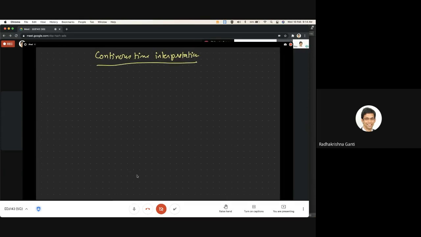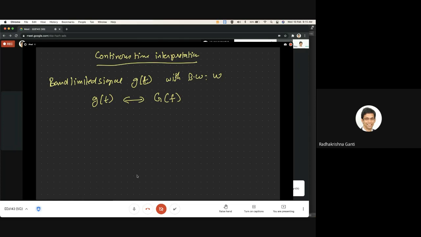Suppose you have a band limited signal g of t with bandwidth W. If you take the Fourier transform of g of t, you get capital G of f. All of you understand Fourier transforms. You have bandwidth W.